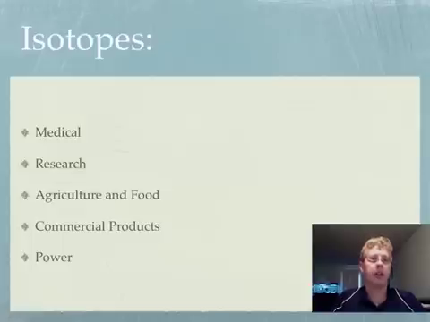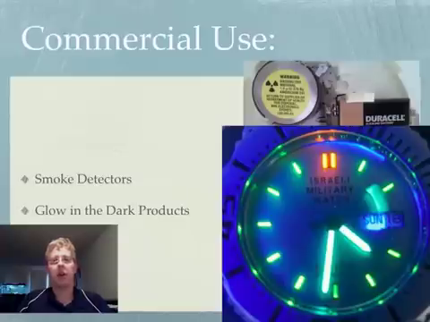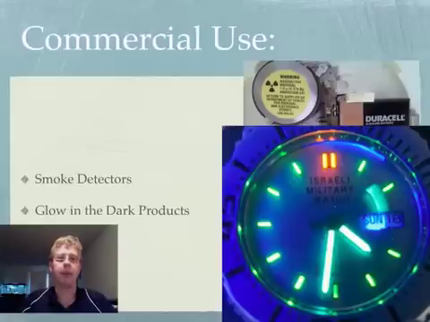The next part of our lesson is going to focus on isotopes. I'm going to begin our discussion on isotopes with why do we really care about isotopes. Isotopes are extremely beneficial for us in medical fields, research, agriculture and food production, commercial products, and the generation of power. So for commercial use, 2 examples that we have are smoke detectors, which use Americium-241 to help detect if there's a fire in your house. And previously, with glow-in-the-dark watches, you would use radon, which is a radioactive isotope.